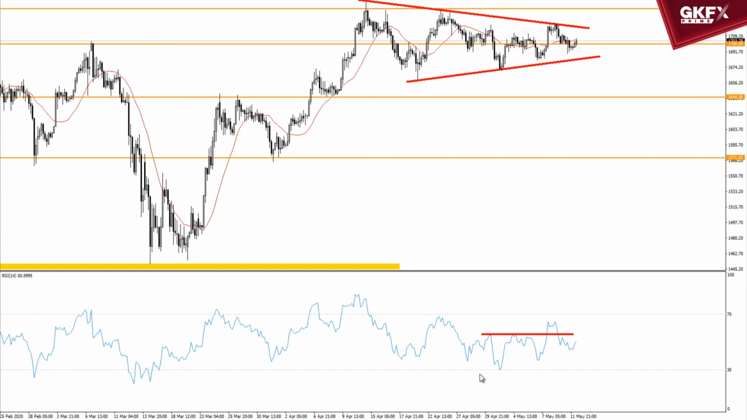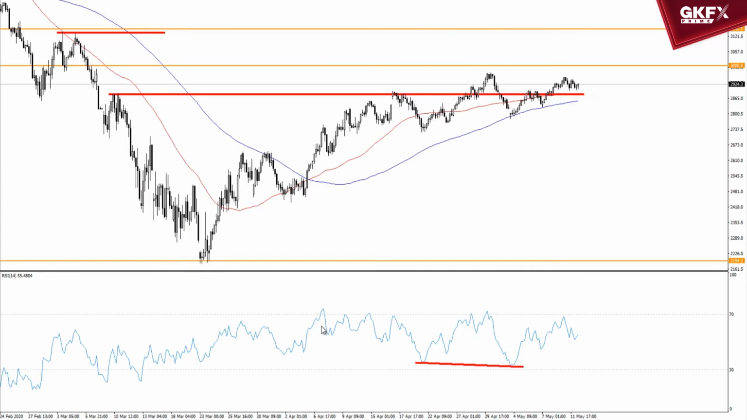But it looks to me like there's been a bit of a shift slightly to the upside in the momentum. We haven't got to an overbought level yet, but it looks like maybe we could be on our way to getting to that. Let's move over to the stock market, and the S&P 500 is the main thing we're watching here.